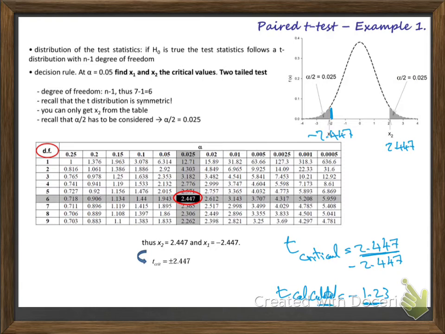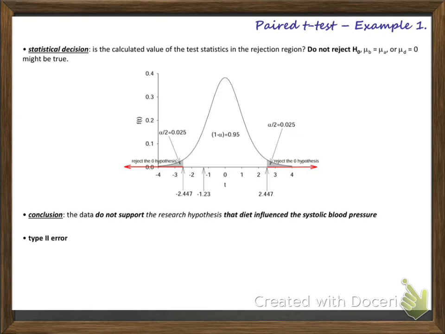The calculated is smaller than it. It will be 1.23. So starting from here, it will reach up to here only, because here is minus 2.4 and here minus 1.2. So here it will reach here. It will not go inside the rejection zone. So the null hypothesis will not be rejected, because we did not go inside it. So that's why we don't reject H0. So H0 is not rejected.